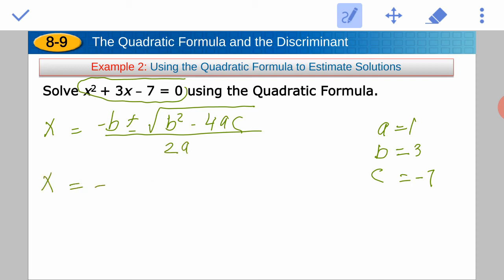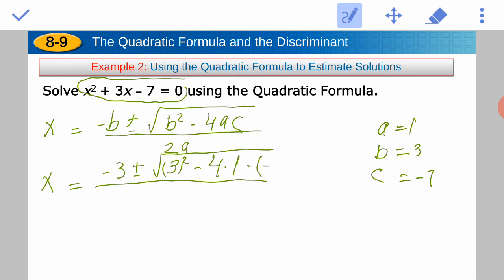X equals big fraction bar, negative b, it's going to be negative 3 plus or minus the square root of the following. B squared, it's going to be 3 squared minus 4 times a, which is 1, times c, which is negative 7. Put the negative 7 in parentheses, over 2a, 2 times 1. Guys, if you put that in the calculator, you would see two answers. When you use the plus sign, you would see one answer. When you put the negative sign, you would see the other answer.